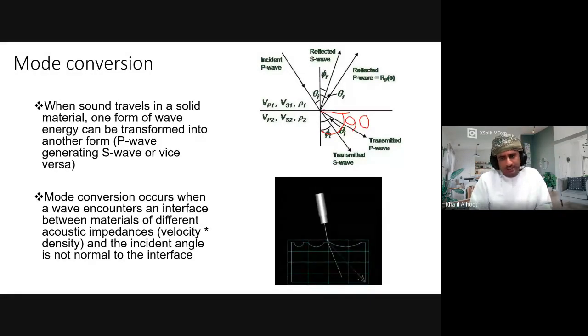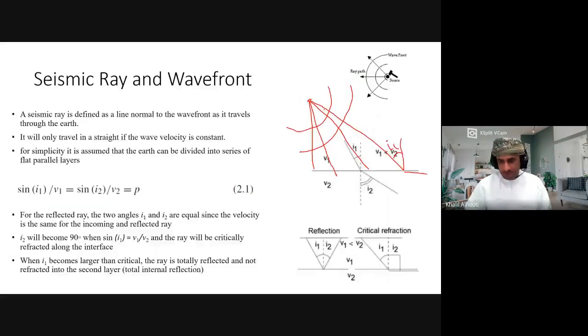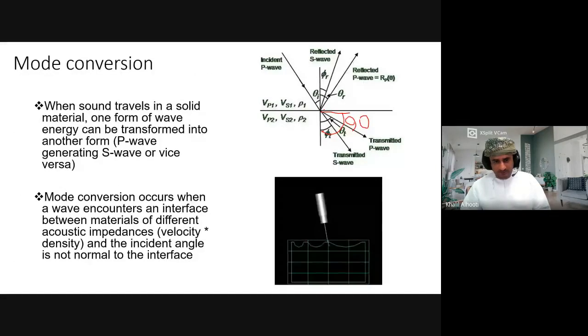So if I ask a question on what the critical angle depends on, what are the parameters it depends on? Actually, it depends only on the velocities of the respective layers, the upper and the lower velocities of the two layers. The mode conversion, whenever part of the P wave is changing to S wave, happens only at oblique angles, the angles where the incident ray is not normal. At normal incidence, that angle is going to be zero.